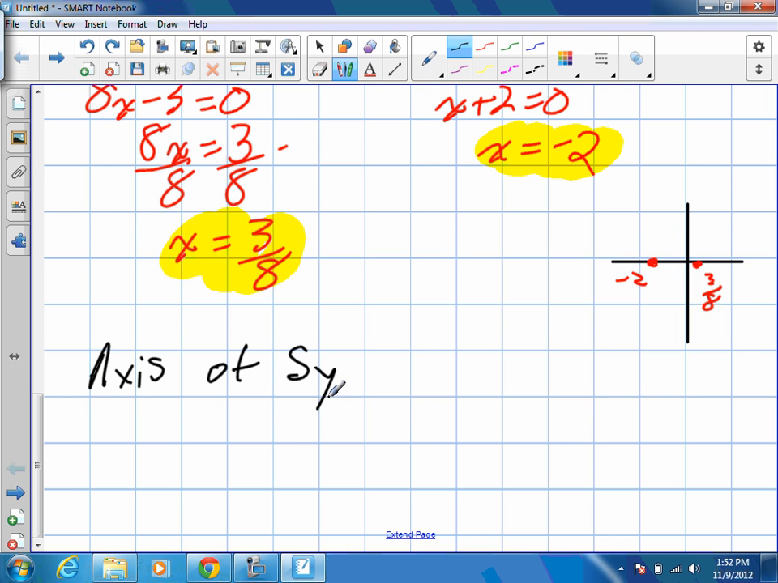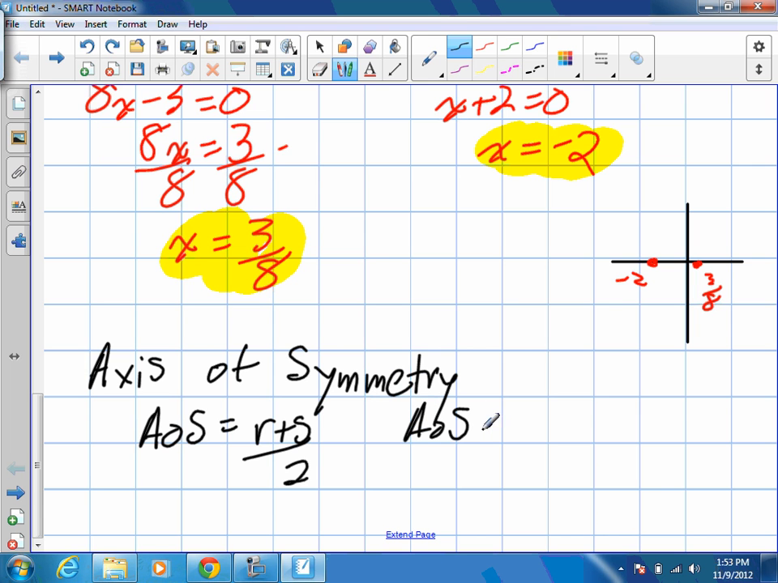So the formula for axis of symmetry, also known as our AOS, is usually R plus S divided by 2. And R and S, what they mean by that is the two x-intercepts. You could also call that x1 and x2, if that makes it easier for you. What are our two x-intercepts?